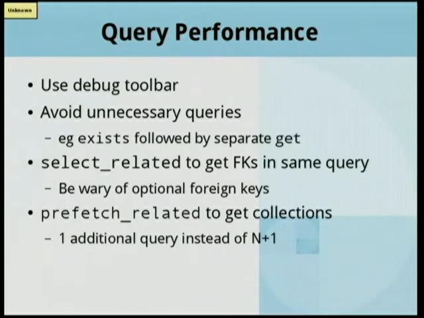So select_related and prefetch_related, which is since 1.5, I think, 1.4. It's available now anyway. That will fetch your collections for you. So if you are doing a list of something attached to an object, you can make sure that you get those as well.